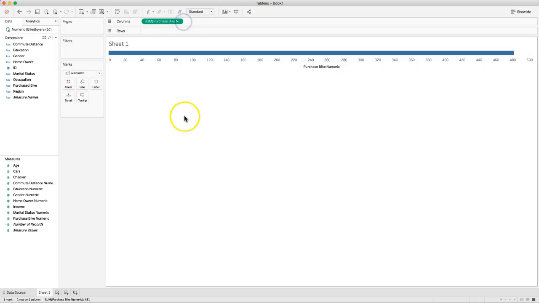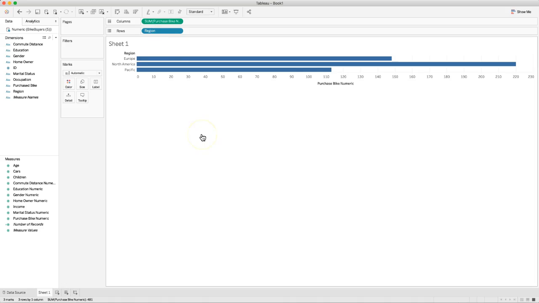I'm going to put it either in rows or columns. Let's not worry about it. As you know, hopefully you're already familiar with Tableau. When I've got a measure, a numeric field, it's going to automatically apply some sort of aggregate function to that field. But let's grab a dimension, a categorical field. Let's start with something as simple as region. Does the region they live in imply that there will be differences in bike purchasing patterns?